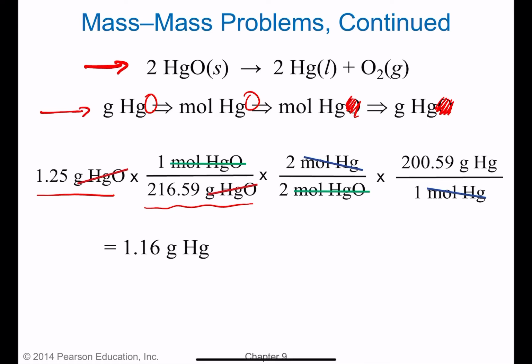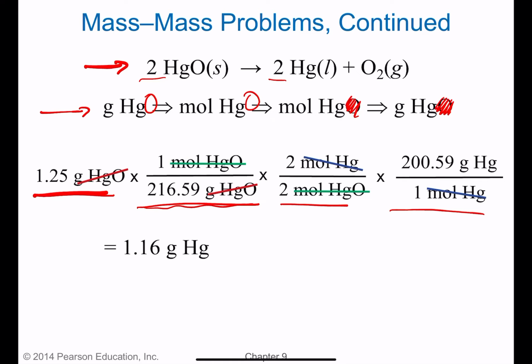So we're starting off with grams of mercury oxide, which is right here. Then we're going to use the molar mass of the mercury oxide, which they gave to us. Then we're going to use the molar ratio, which they both have 2's in front. So it's just a 2 to 2 mole ratio. And then this is the molar mass of mercury.